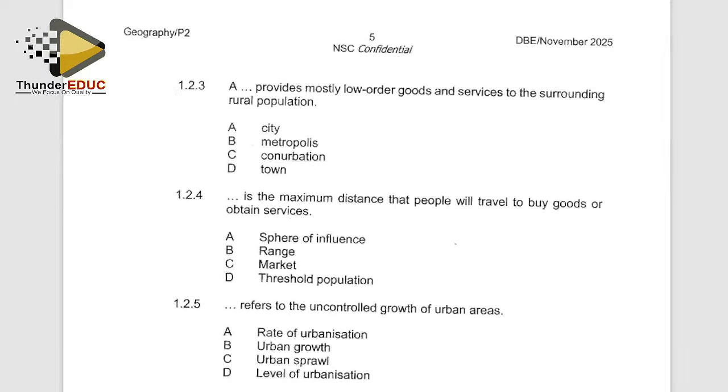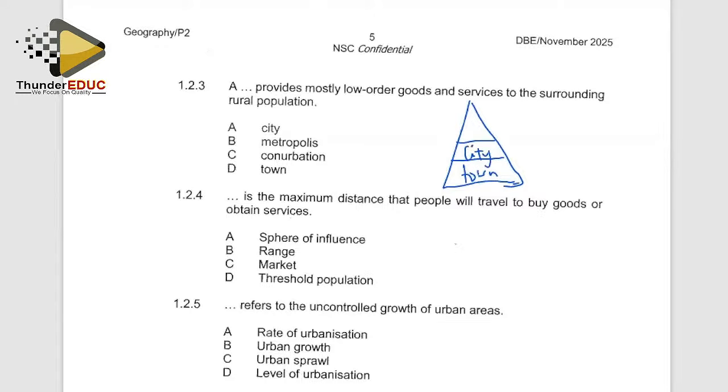123 says a dash provides mostly low order goods and services to the surrounding rural population. Which one provides low order? According to the urban hierarchy, the one at the bottom is the one that provides low order, and the hierarchy goes up. We get more higher order products and services as we go up the hierarchy. So the first one, we find a town here before we get to a city. So for this reason, we are saying the town is the one at the bottom of the hierarchy.